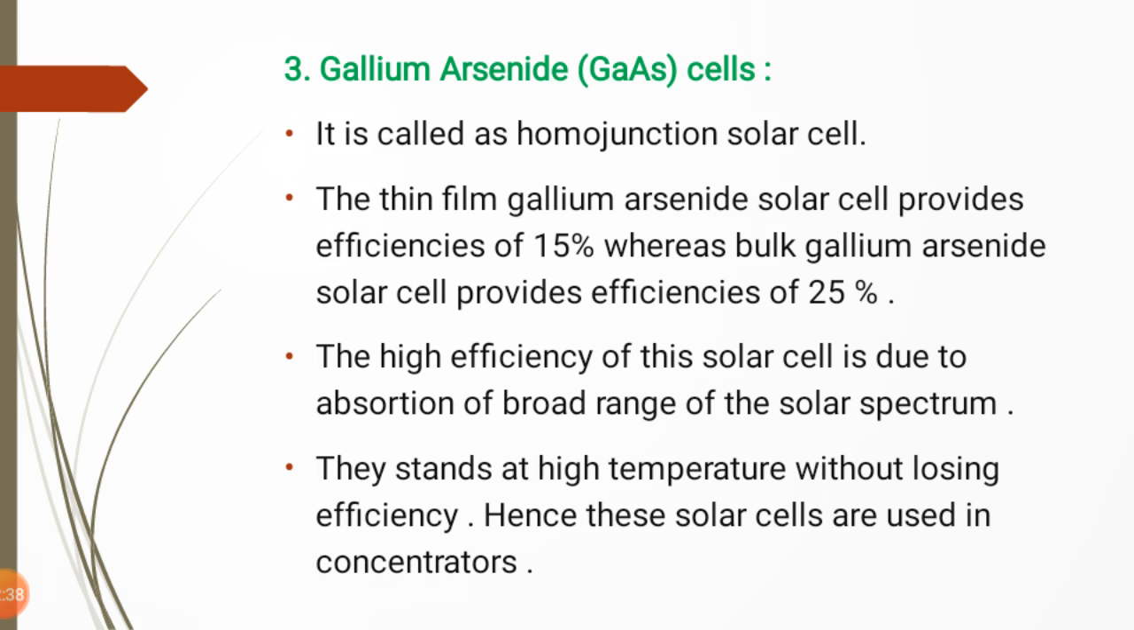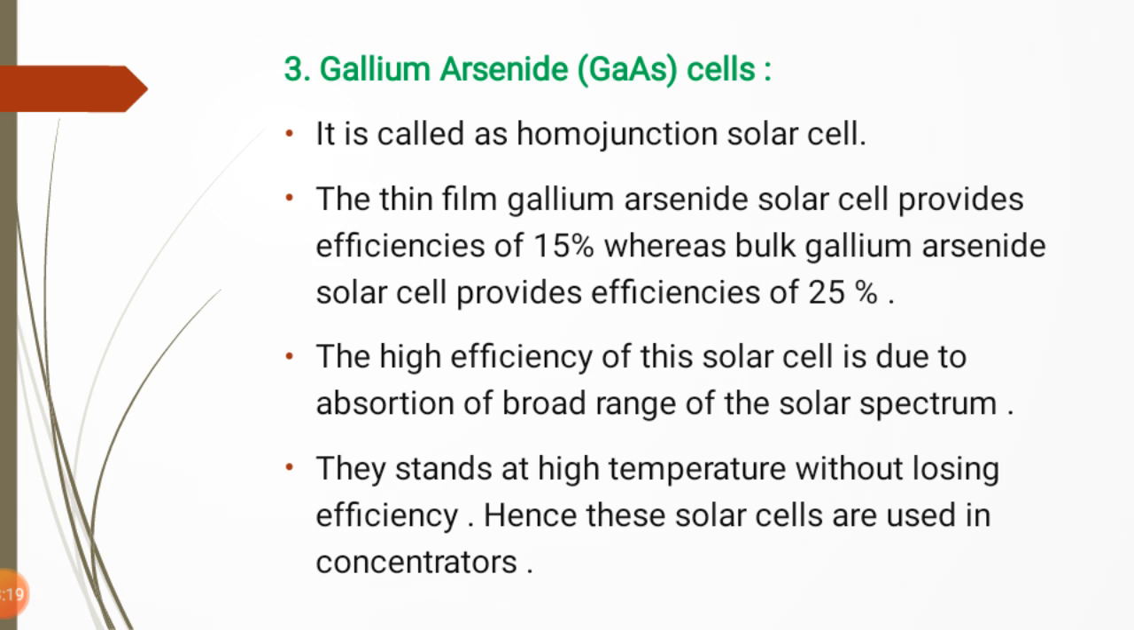Thin film means a film constructed with the help of different techniques, but it gives an efficiency of 15%, which is less as compared to the bulk gallium arsenide solar cell. So the best material used in the solar cell is bulk gallium arsenide. The high efficiency of this solar cell is due to absorption of a broad range of the solar spectrum. That means this material absorbs nearly the maximum radiation from the solar spectrum, so it gives the maximum electricity. So the efficiency is also high.